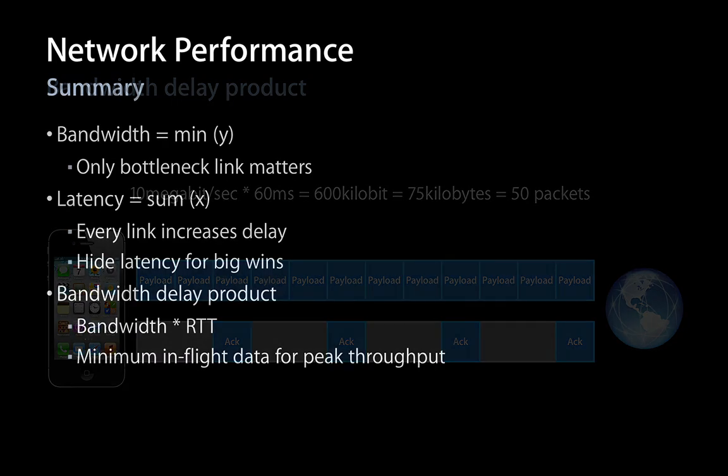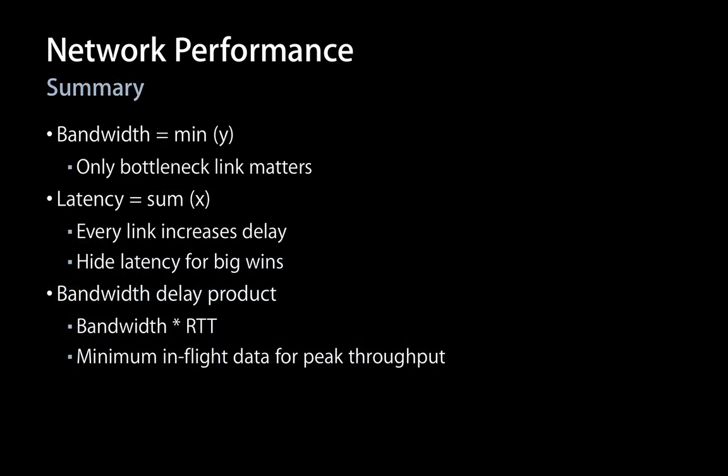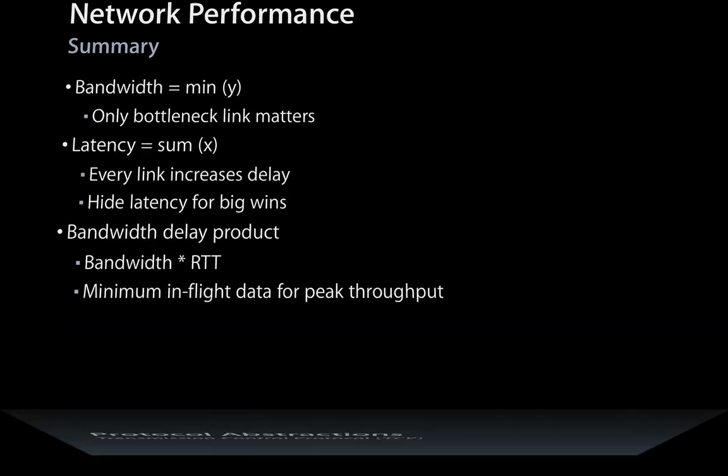So as a quick summary of network performance, there are two metrics, bandwidth and latency, and bandwidth is limited by the minimum bottleneck link. In the case of latency, that's affected by all the different links you have to cross. Hiding latency is where you can get big wins in your application. If you want to take full advantage of all the throughput that's available, you need to be aware of the bandwidth delay product and make sure that you have as much data in flight as possible. Now we're going to jump into TCP.